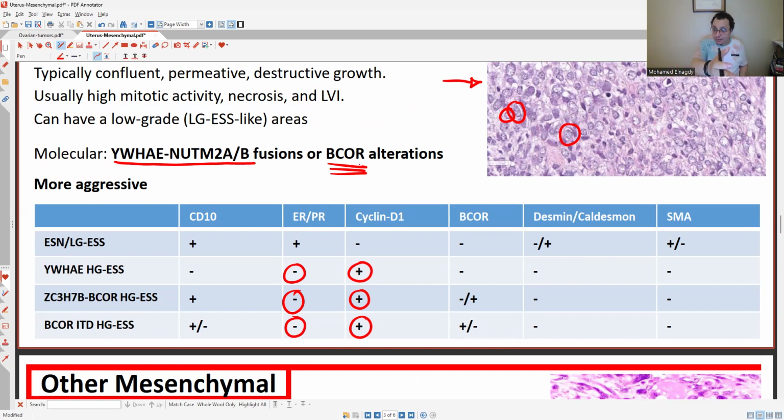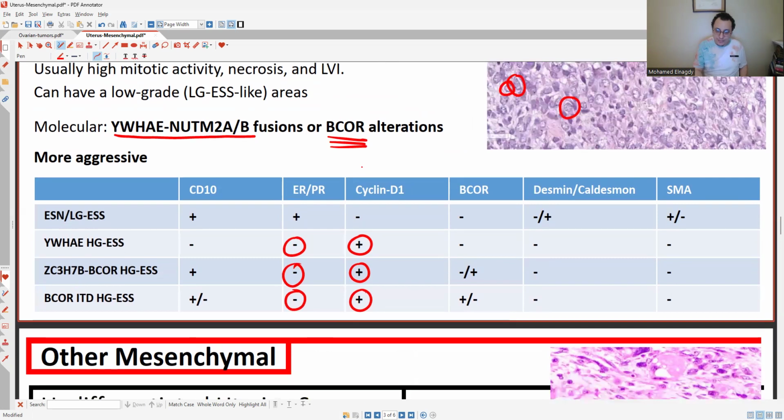BCOR is always a molecular association with high-grade sarcoma. There are even some soft tissue sarcomas, which are BCOR-mutated sarcomas, which are in bone and soft tissue. We will encounter these. They are always also high-grade, roundish, and very pleomorphic-looking sarcoma cells. It's the BCOR type. So when you see this BCOR and the NUTM2A or YWHAE mutations, you always see that the CD10 is usually negative.